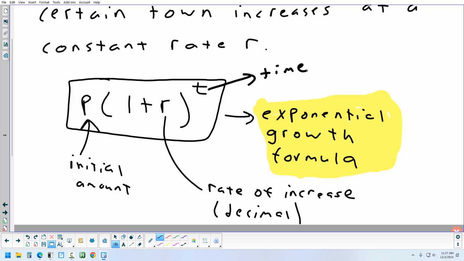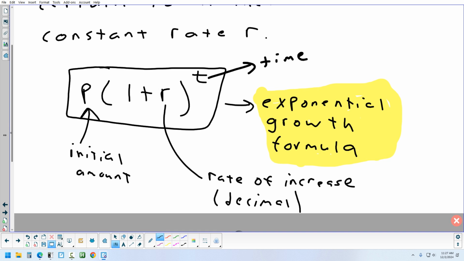R is the rate. And for exponential growth, you're probably going to see a word in the problem that says increase, like the population is increasing. The number of bacteria is increasing, going up, okay, something like that. The other important thing about R is it has to be a decimal. So if I told you that the population was going up by 12%, how would you rewrite 12% as a decimal? Yep. 0.12. 4%, 0.04.